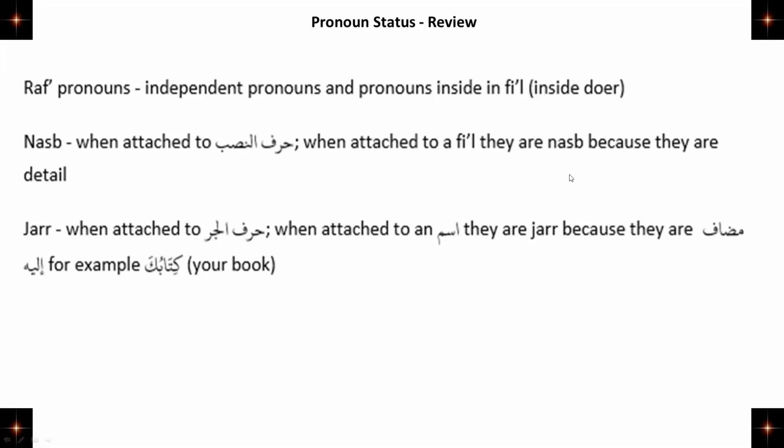And also when attached to a fi'l, like darabahu, it is also in nasb status. And then jar status, when it's attached to a harf of jar: fihi, jar wa majrur. When attached to an ism, they are in jar because they are mudaf. So when you say kitabuka, for instance, this ka is attached to an ism, so it becomes mudaf ilayh. You remember we said all attached pronouns on an ism are mudaf ilayh, but all attached pronouns on a fi'l are maf'ul, right?